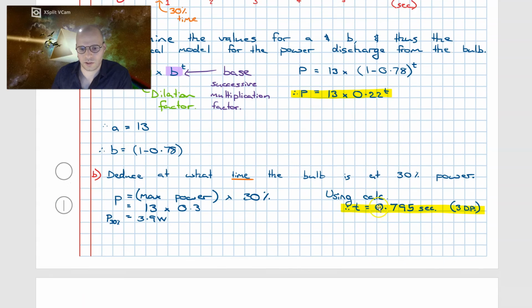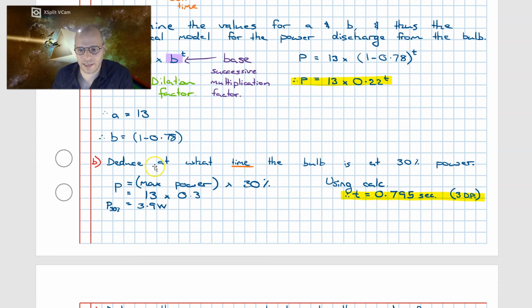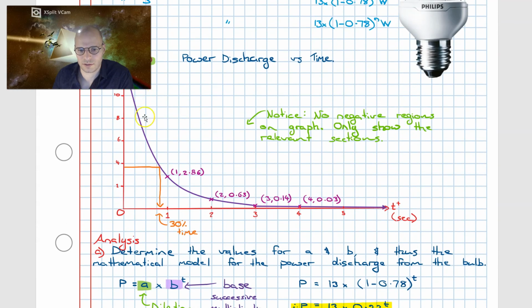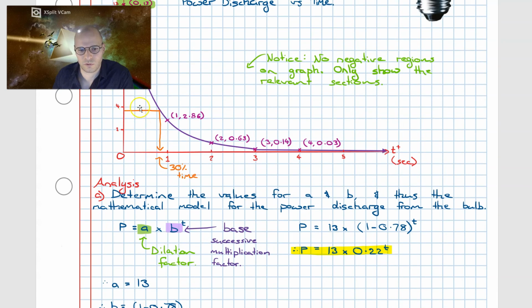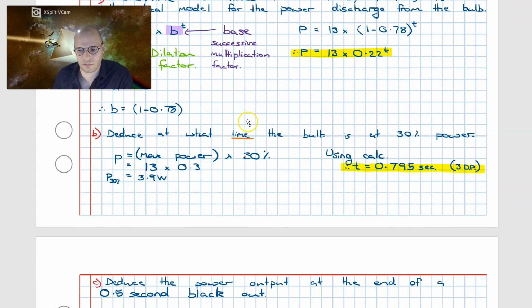So to solve this question, what we first do is calculate the expected power output of what 30% would be. So expected power output, it was 3.9 watts. Then we simply model this inside of our calculators, and then we solve for the time when we're at 3.9 watts, shown over here. And this will give us the time at which we're at 30% power.